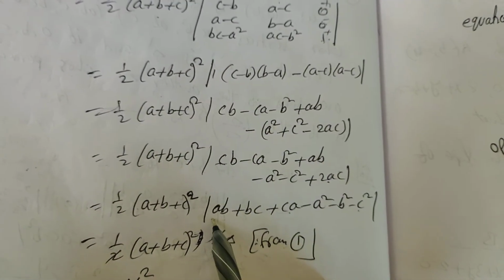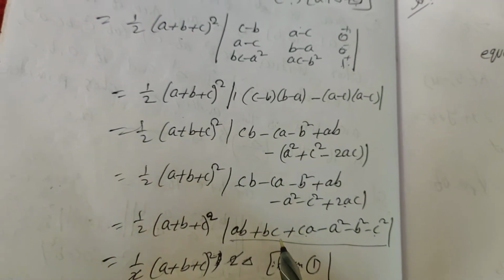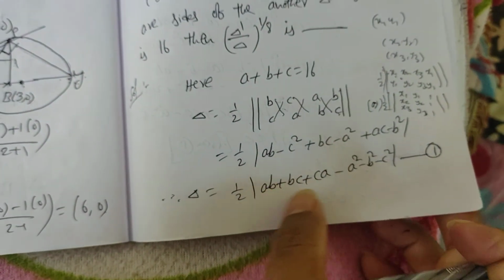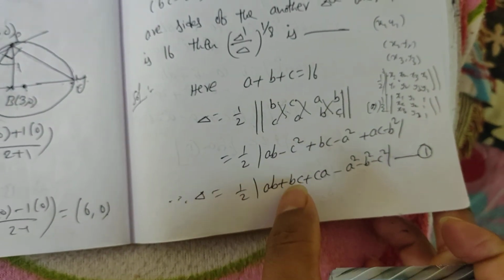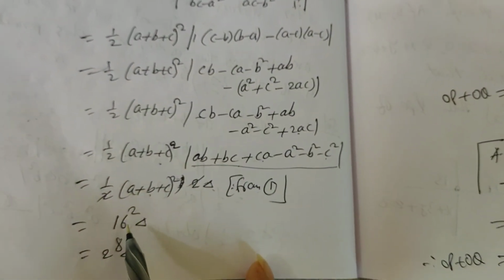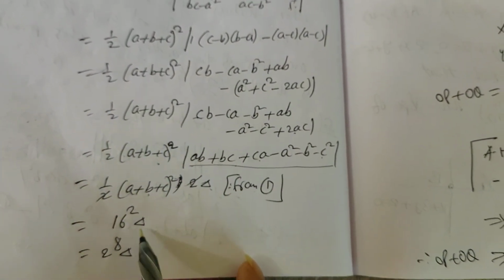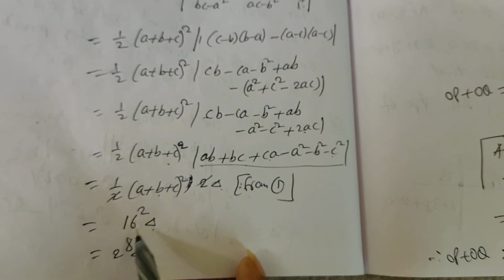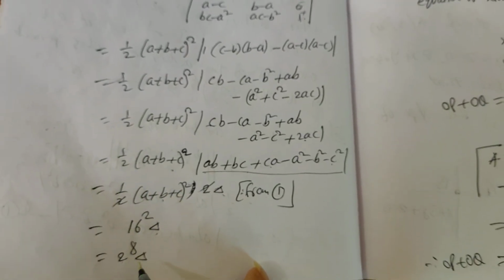So actually this is nothing but, half of this is nothing but delta, according to the first one. Half of this one is nothing but delta, so that means this one is equal to 2 delta. So just you write 2 delta, and a plus b plus c they gave perimeter 16, so apply 16 also here. So 2 gets cancelled, this is 16 square into delta. So this is totally 16 square, you can write as 2 power 8 into delta.